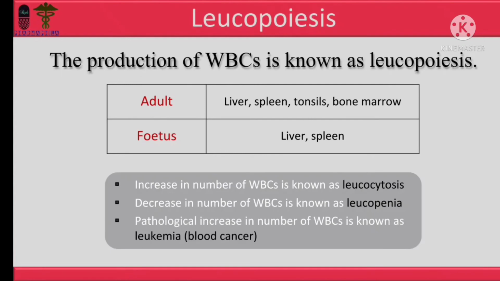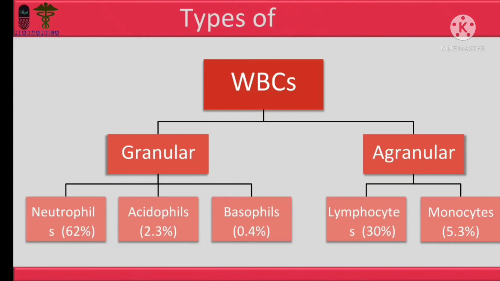In adults, liver, spleen, tonsils and bone marrow are the basic sites of leucopoiesis, while in the fetus, the same as for the RBCs, that is the liver and spleen. Types of WBCs. WBCs are further divided into two types on the basis of their granules. Granular WBCs are neutrophils, acidophils and basophils, and agranular are lymphocytes and monocytes.